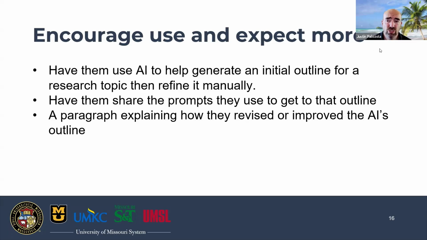So encourage use and expect more. This is the better way to go, right? Or this is where you're changing assignments, not completely, but you're adding a different element to things. So have them use AI to help generate an initial outline for a research topic, then refine it manually. So you're encouraging the use of AI, which is great, because again, when they get out of your class and into the real world, their boss probably isn't going to care if that entire email was generated by AI, as long as it does what it needs to do and it's good, right? So getting them to that point is still part of what you're trying to teach them.